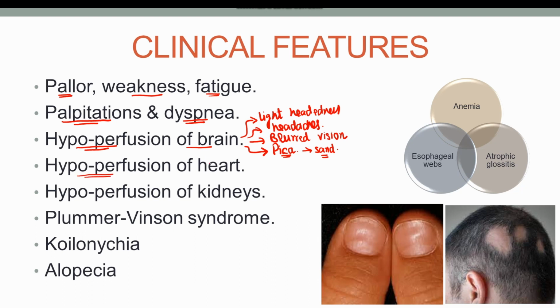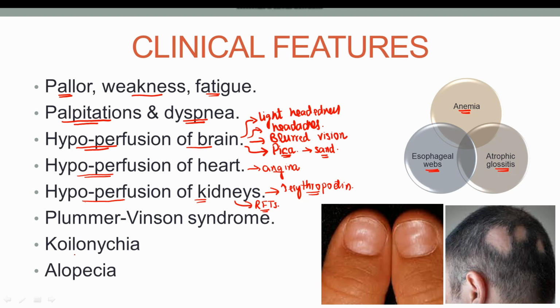Hypoperfusion of the heart can result in tachycardia and often in angina. Hypoperfusion of the kidneys results in secretion of excessive erythropoietin, which increases red blood cell production. But it can also result in derangement of renal function tests or RFTs. Plummer-Vinson syndrome is a classic triad of iron deficiency anemia, formation of esophageal webs, and atrophic glossitis.